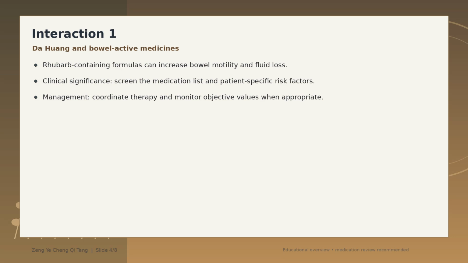The first interaction focuses on Da Huang and bowel active medicines. Rhubarb-containing formulas can increase bowel motility and fluid loss. Combining them with stimulant laxatives, bowel prep agents, or medicines that already cause diarrhea can increase dehydration and electrolyte disturbance. Rapid intestinal transit can also change absorption of oral drugs. Persistent abdominal pain or bleeding should not be treated simply as constipation.